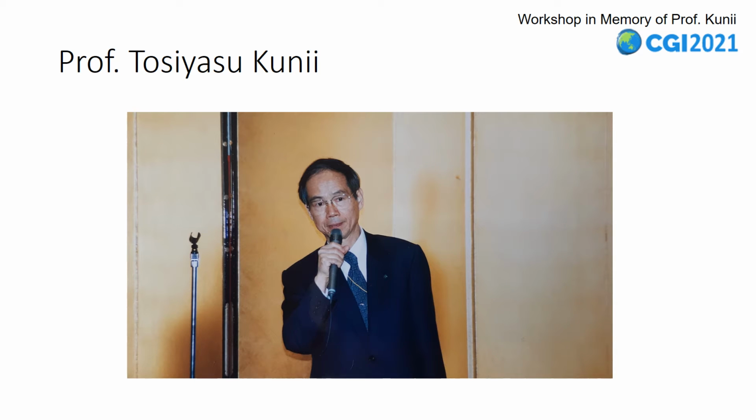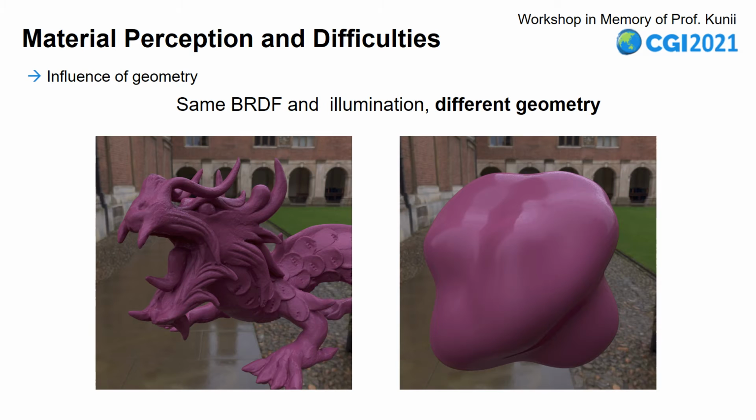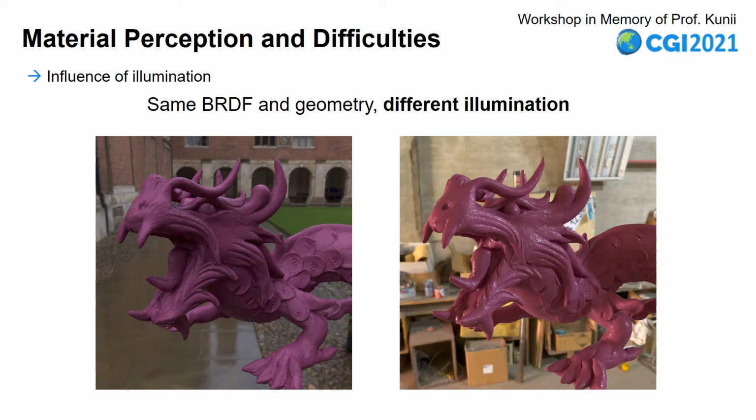Now I would like to move on to a discussion of our project. Many applications involve realistic rendering, and material perception is not a trivial problem. Let me show you a couple of examples. For the same BRDF and illumination but different geometry, gloss may appear quite different. The object on the right seems to be much glossier. Similarly, for the same BRDF and geometry but different illumination, the object on the right looks much glossier as well.